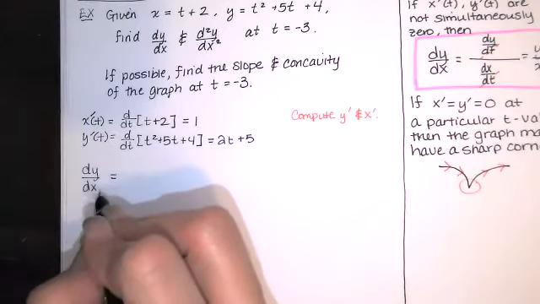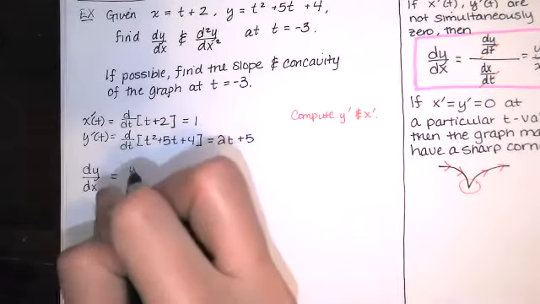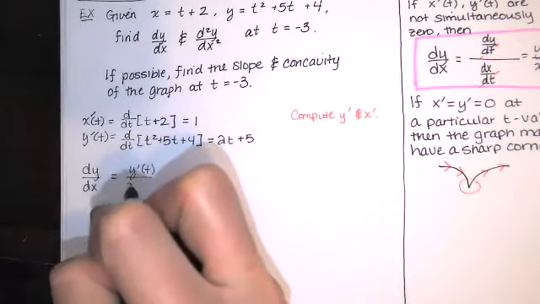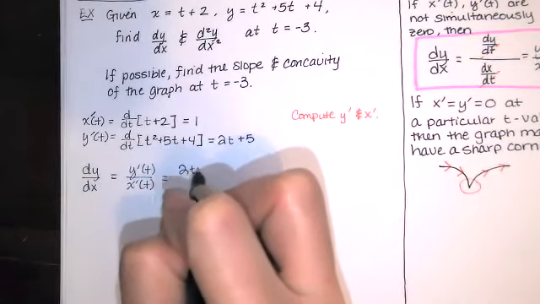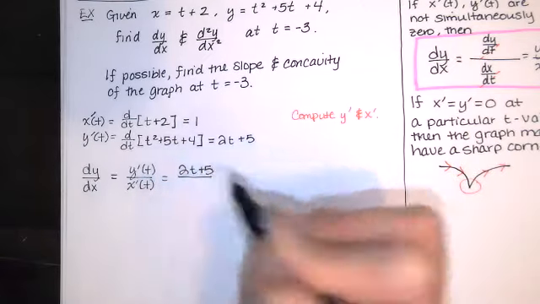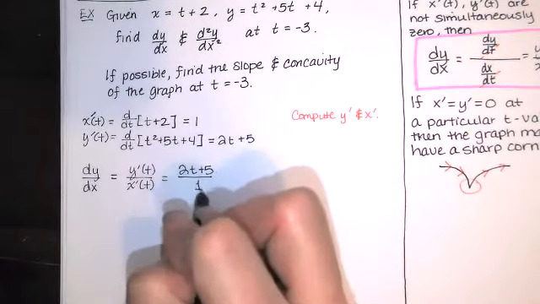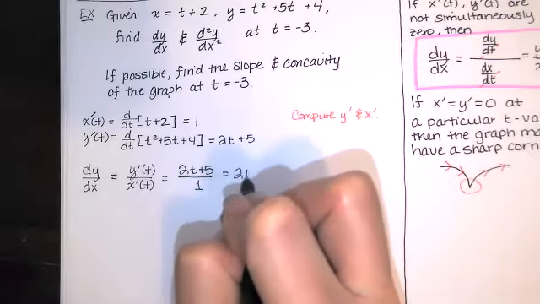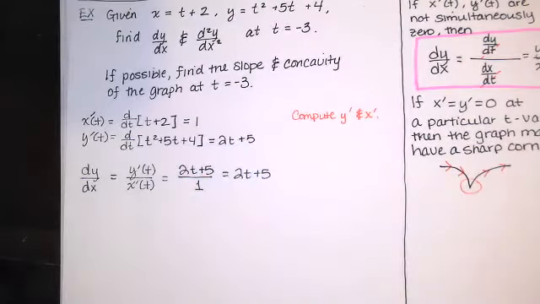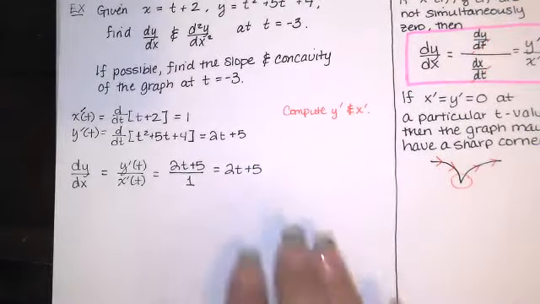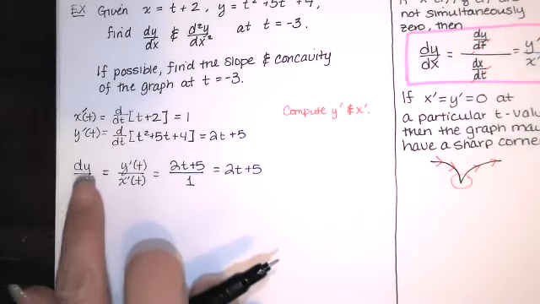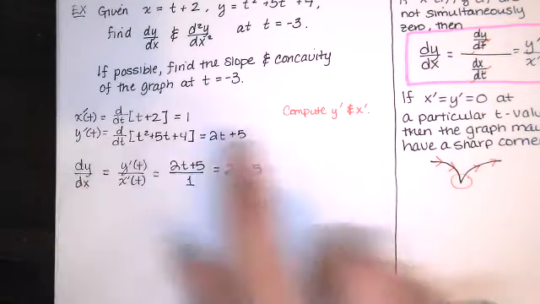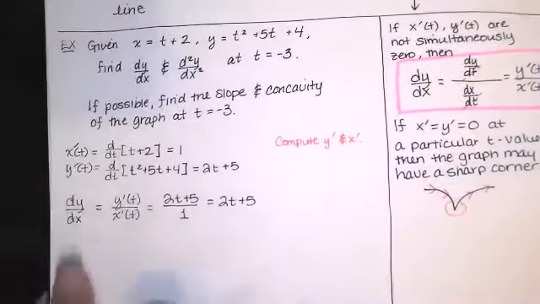This is giving me the slope on the curve, but in terms of the parameter. So we'll have y prime, which is 2t plus 5, divided by x prime, which is 1. So we just get 2t plus 5. So this gives me the slope of the curve, the slope of the graph over here.